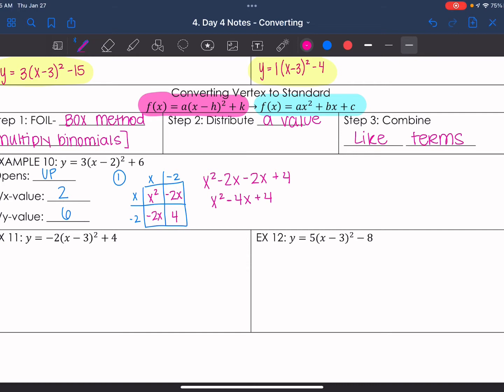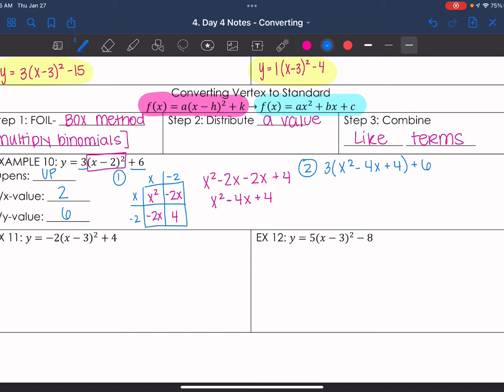And remember, step 1 is only dealing with this binomial squared. I'm just expanding that binomial squared. Now we'll move into step 2, where we replace that x minus 2 squared with what we got in our previous step. So we'll have 3 parentheses x squared minus 4x plus 4, and then the plus 6 on the outside from our original equation.